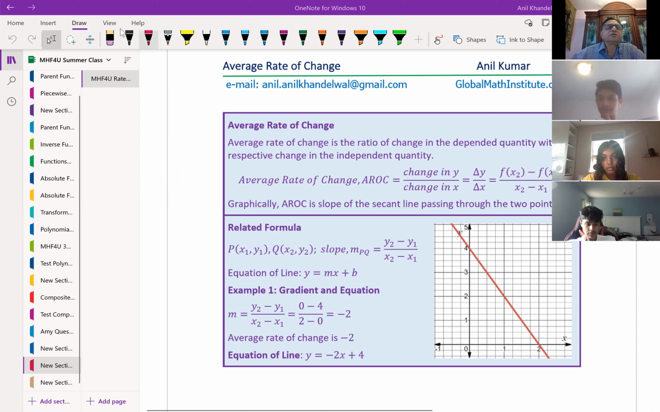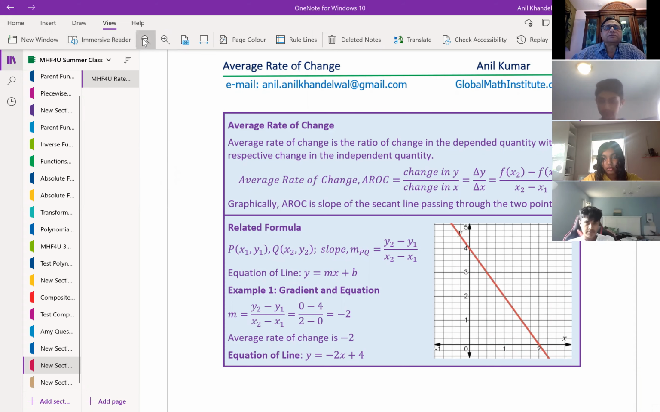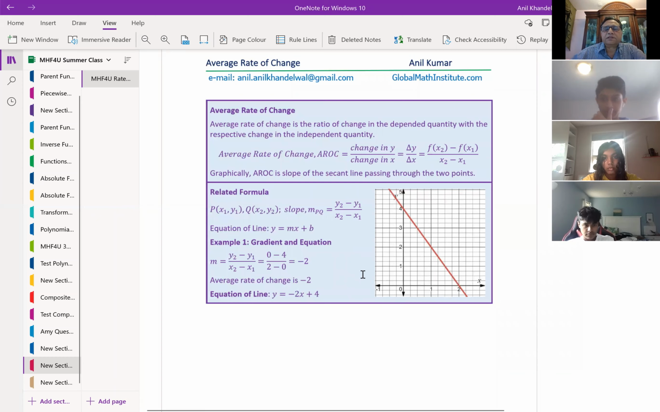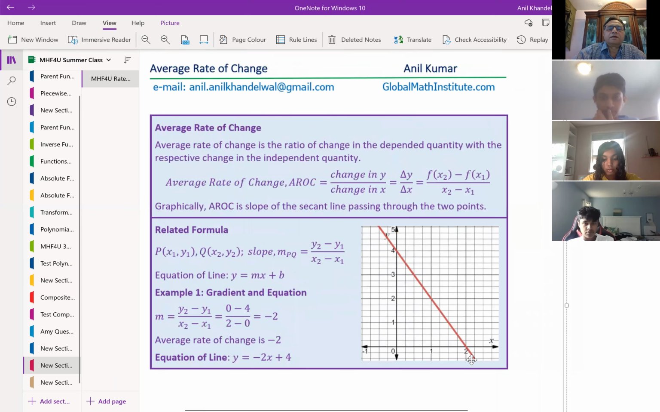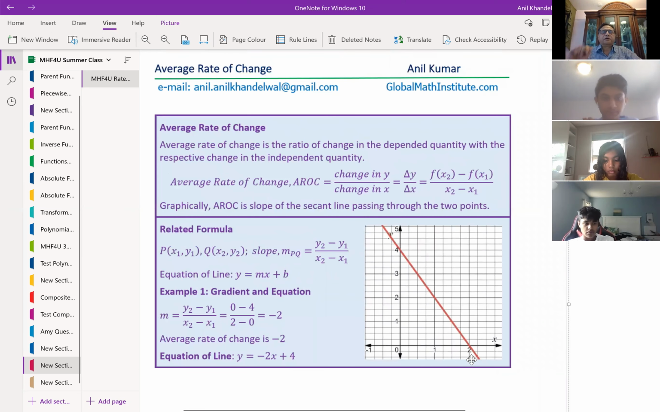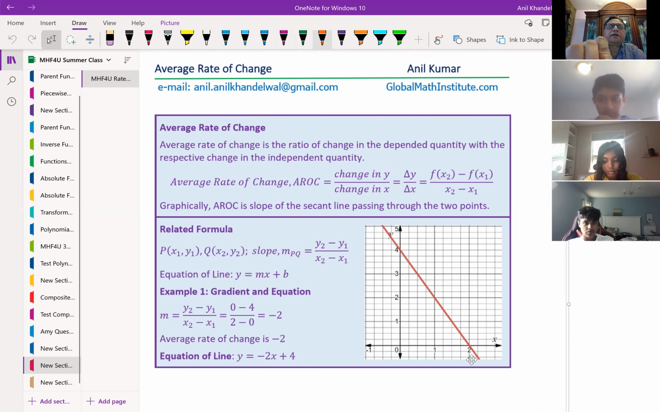Let me reduce this a bit because a portion of it is not visible. So can you still see the screen, right? Okay. I think now it's better. Perfectly fine.